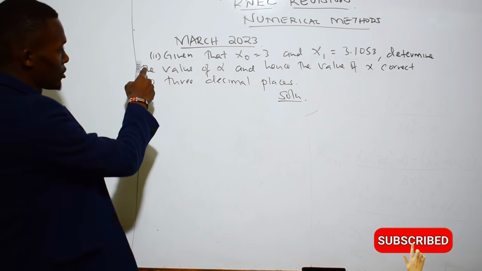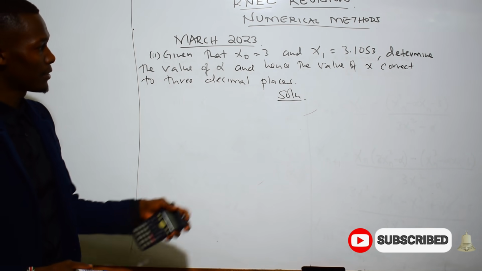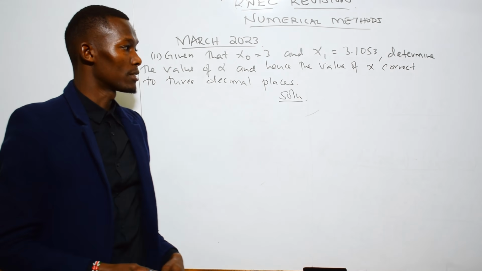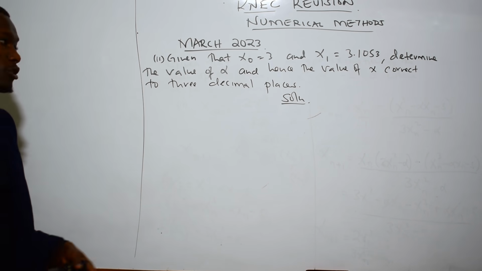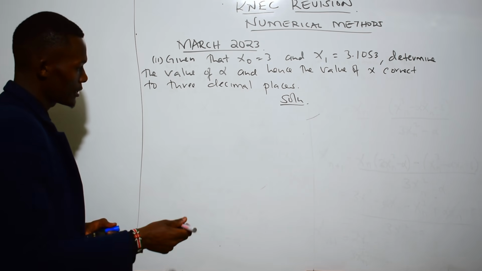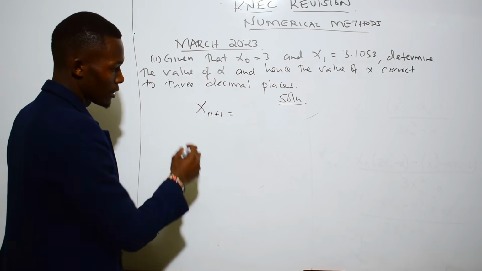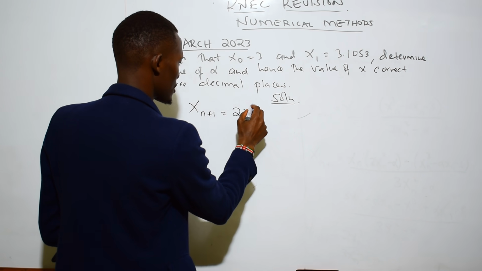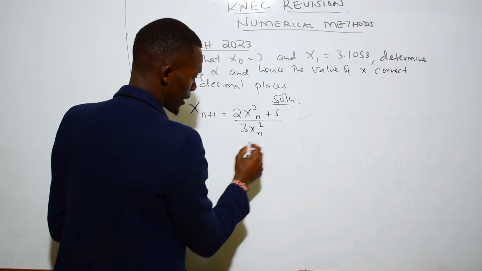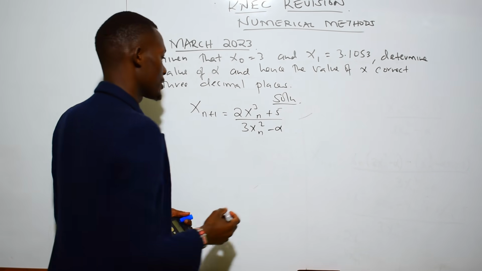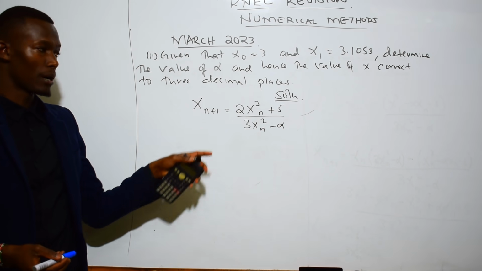So number 2. Given that our first approximation x0 is given by 3, and then the second one, which is x1, is given by 3.1053. So you're supposed to determine the value of alpha. So remember, our best approximation for xn plus 1 was given by what? From the previous one, it was given by 2xn cubed plus 5 over 3xn squared minus alpha. So therefore, you have proven that this is the best approximation.